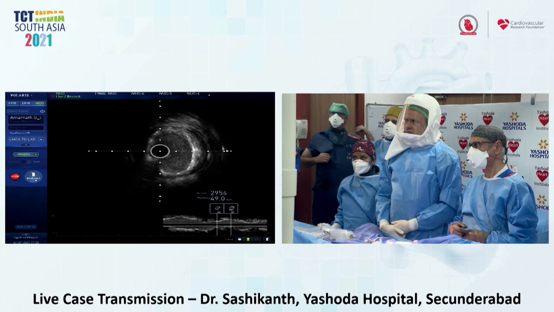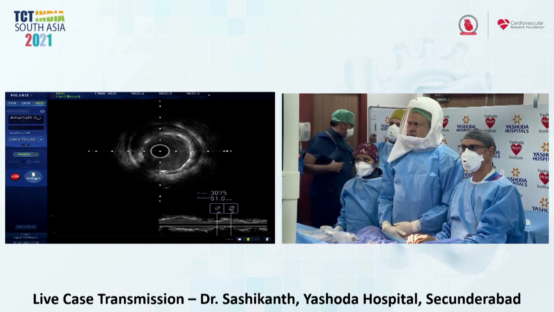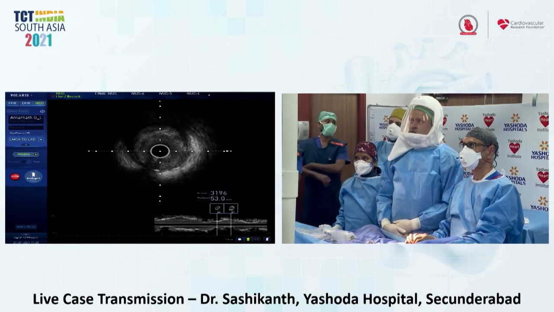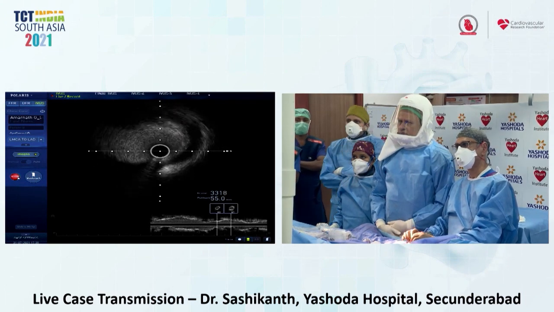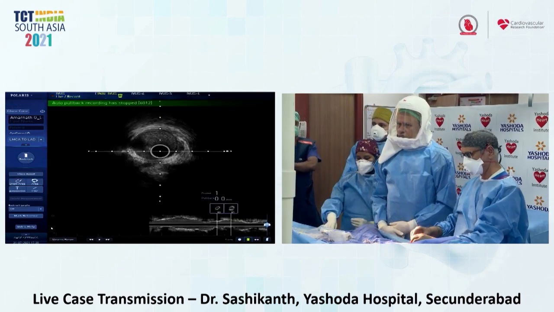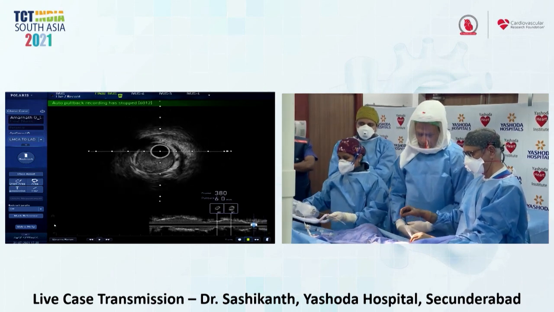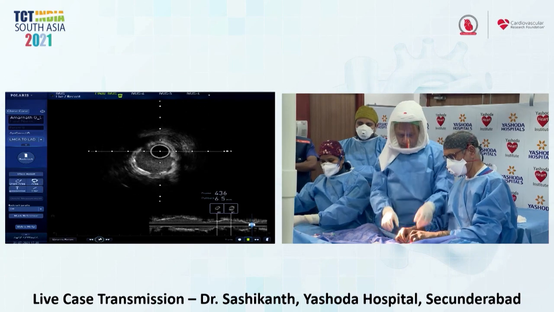Well, the only final comment I would make is that there's a lot of notoriety around zero contrast PCI, and the idea is not to be zero. No, the idea is to be low. Absolutely. And as you mentioned, there are specific criteria for when you would potentially have to use it. But you're able to do this now with the use of imaging, specifically IVUS, during these cases. So it's a great demonstration of that. So thank you so much.